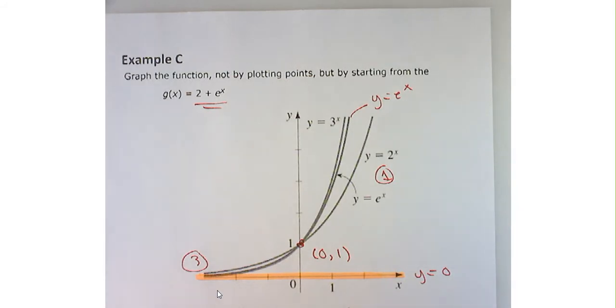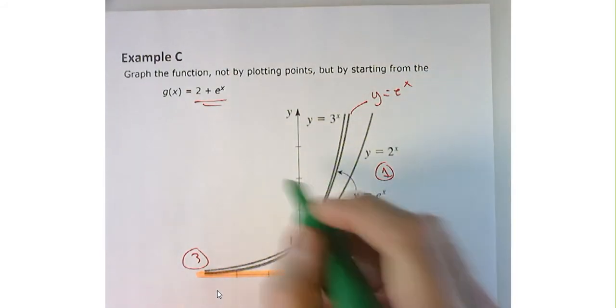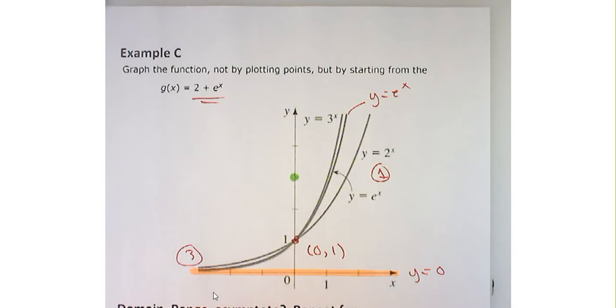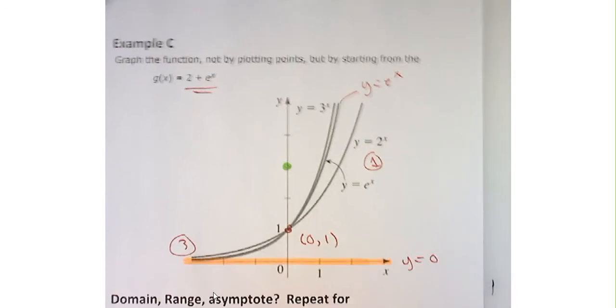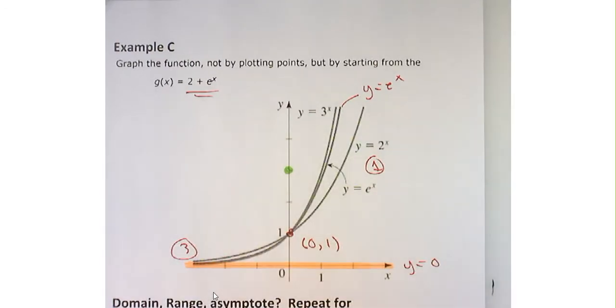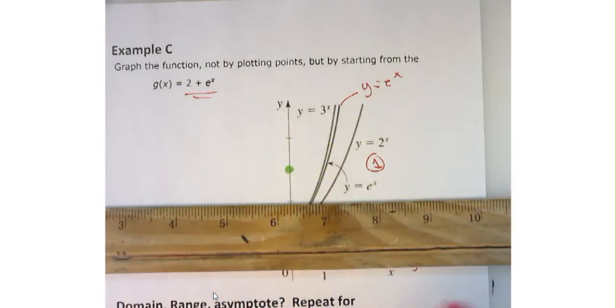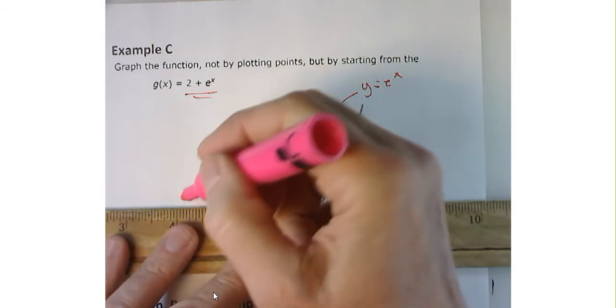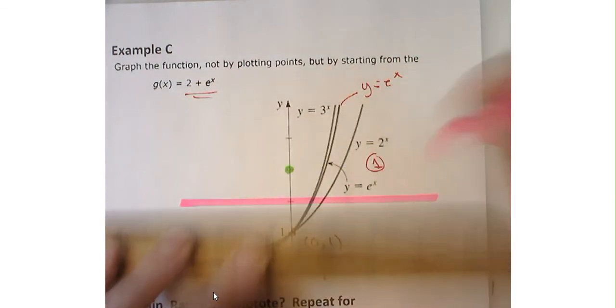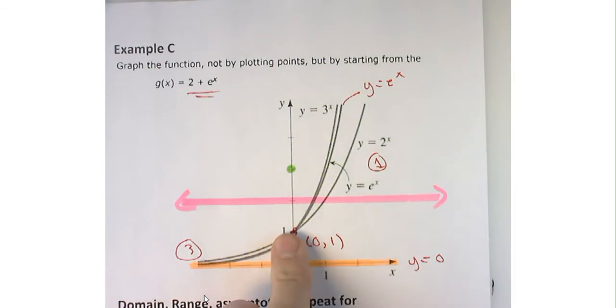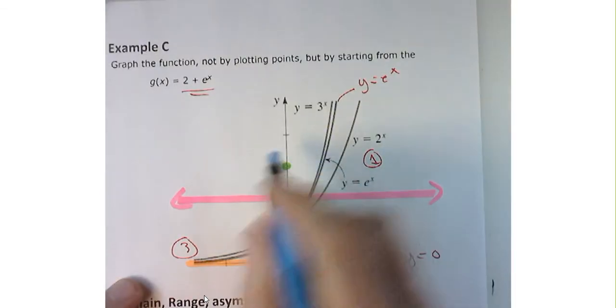So it'll start with shifting this up by 2. Instead of (0, 1), that's going to get shifted to (0, 3). And then instead of y equals 0, that line's going to get shifted up as well. Where's that new line going to be? How about at y equals 2? So it's just getting shifted up vertically by 2. And then as best we can, we're going to try and draw this graph, that shape, through here.